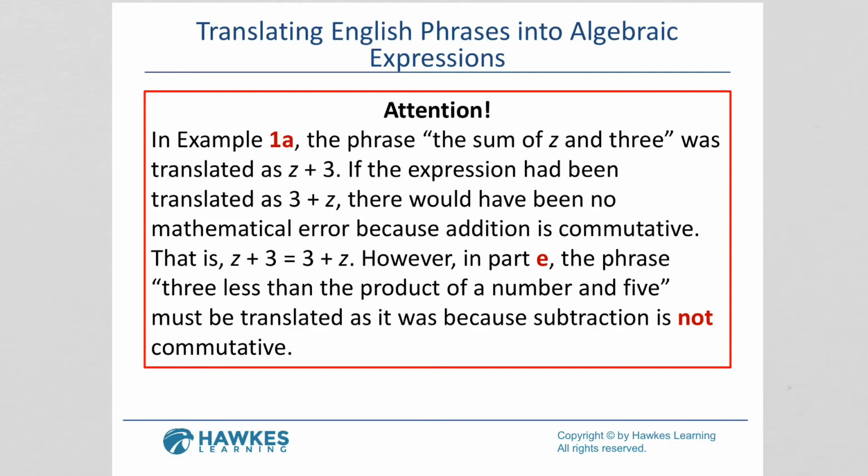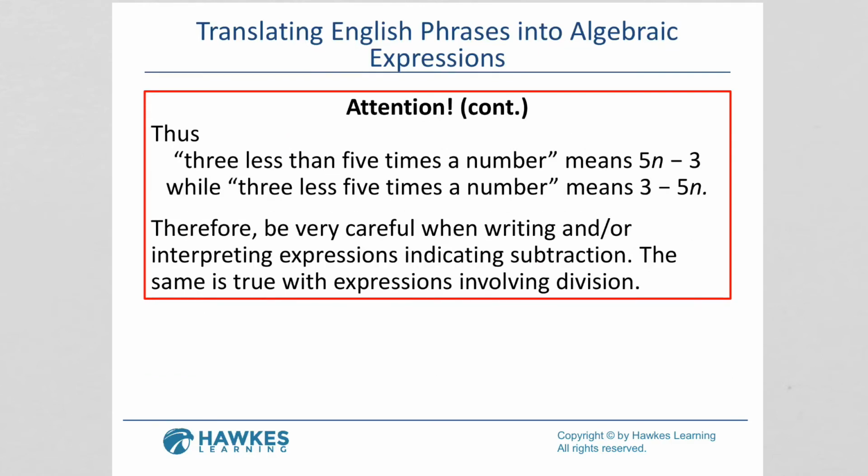However, in part E, the phrase 3 less than the product of a number and 5 must be translated as it was because subtraction is not commutative. You cannot subtract in any order. You can add in any order, you can multiply in any order, but with both subtraction and division, order matters. So 3 less than 5 times a number means 5n minus 3, while 3 minus 5 times a number means 3 minus 5n. Therefore, be very careful when writing and interpreting expressions indicating subtraction. The same is true with expressions involving division.